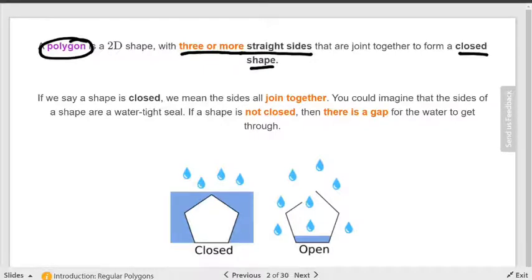All right. So, polygon. Three or more what? Straight sides. And they must form a closed shape. So your notes need to have polygon, three or more straight sides, closed shape.